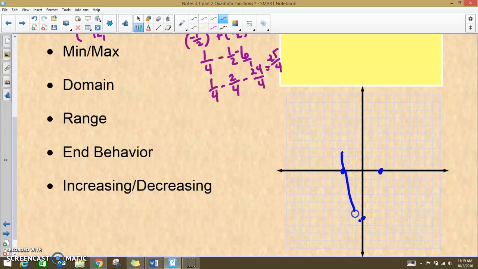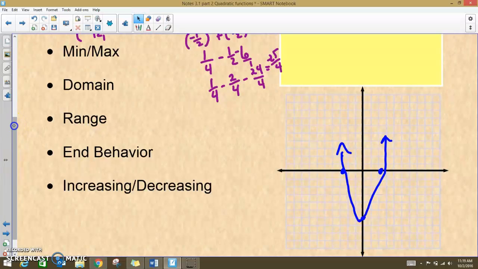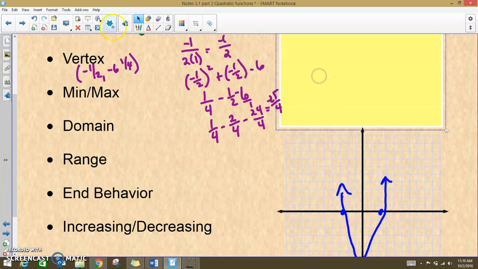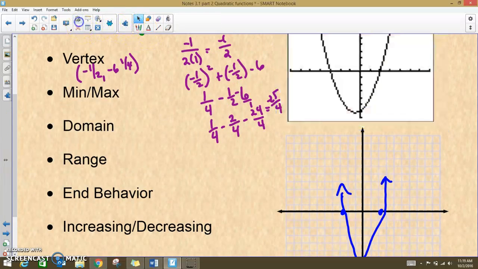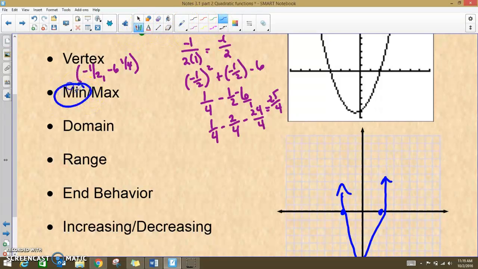So now I'm just going to connect. Oops, I didn't do a very good job there. But I can connect it and make a sketch of my graph. And if we take the one that I took off the calculator, we can see it kind of matches. My graph doesn't look quite as neat. Okay, so now from here we can answer all of our other questions. Should we have a min or a max? We should have a min.